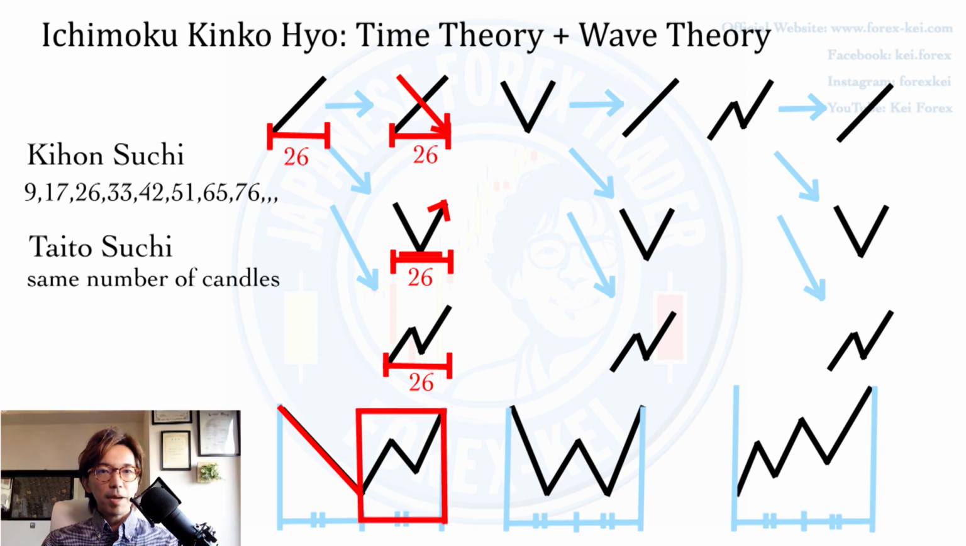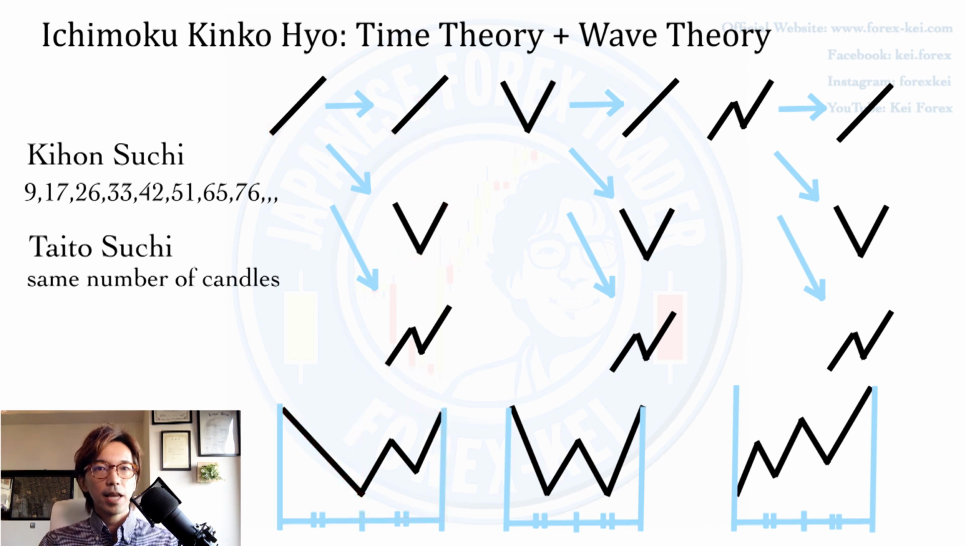Or another case might be the first price movement can be a V wave, and the next wave pattern can be an I wave like this, or it could be a V wave like this, or an N wave. It goes up, down, and up eventually. And the significance is it can happen with the same or similar day cycle, a similar number of candlesticks before and after the wave.